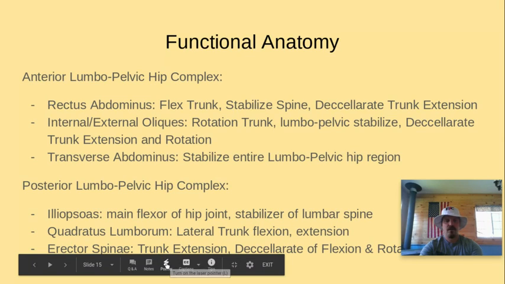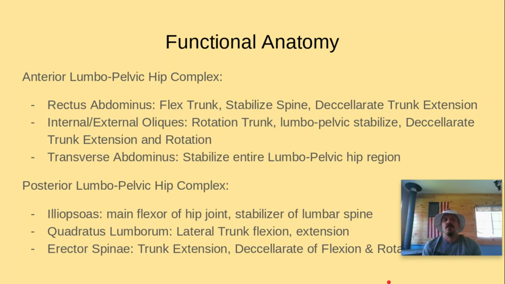We've got our anterior lumbopelvic hip complex. We've got our posterior lumbopelvic hip complex, and then the other ones we'll discuss in a minute. So same muscles apply here. Our rectus abdominis, our internal external obliques, and the transverse abdominis. So getting into the movements of them, rectus abdominis flexes the trunk, stabilizes the spine, and decelerates trunk extension.